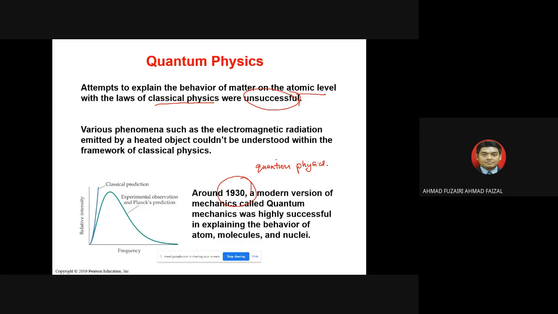So what is quantum physics? It is also known as modern physics, a new approach in learning physics, to overcome the problems faced by classical physics. Various phenomena, such as electromagnetic radiation emitted by a heated object, couldn't be understood.